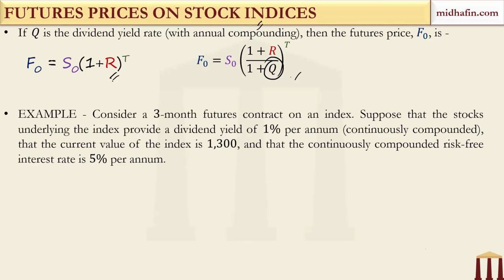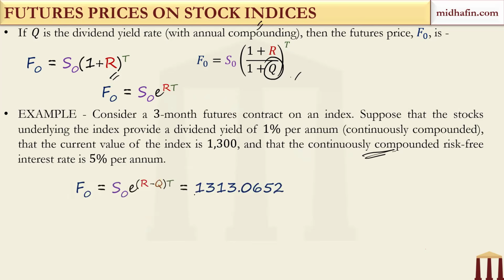be S naught into 1 plus R raised to the power T, and F naught will be equal to S naught times E raised to the power RT, in case of continuous compounding. Now in this case, it's continuously compounding, and you also have a dividend yield. So the formula becomes R minus Q instead of R. Okay, so these formulas, yes, exactly.